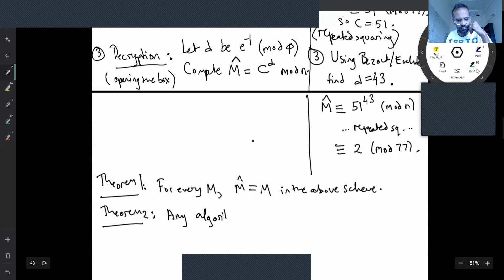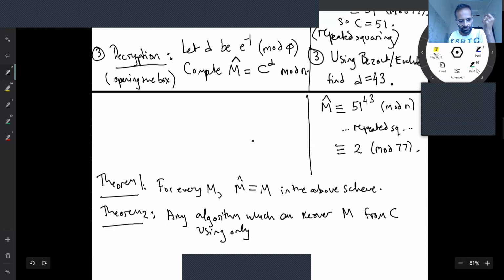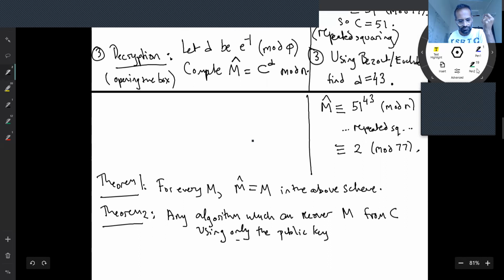algorithm which can recover M from C without knowing the secret key, or another way to put it, using only the public key, basically it's saying if there's any way to break the lock, it can be used to factor integers.